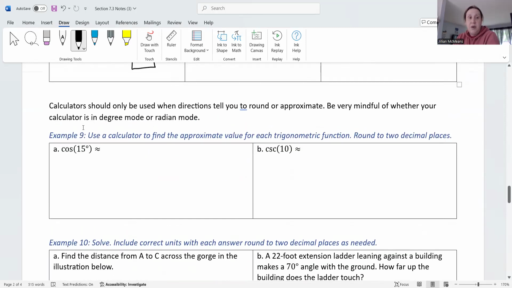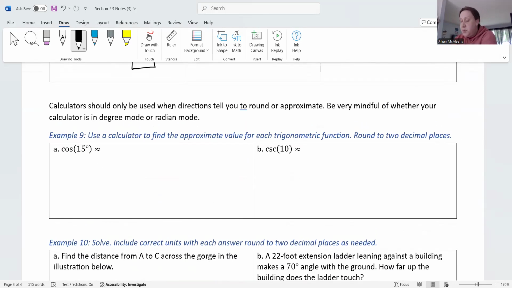All right. Now, calculators should only be used when directions tell you to round or approximate. Be very mindful of whether your calculator is in degrees mode or radians mode. Every math student on the planet has gotten points dinged because they forgot to switch their calculator mode. So here we're just going to show you how to use your calculators. Make sure you understand how to input trig functions in degrees or radians.